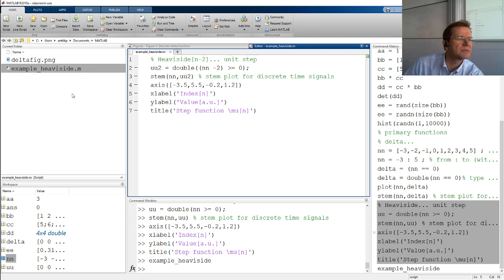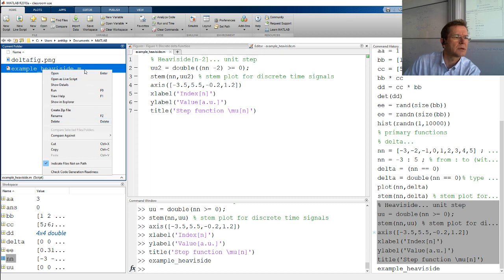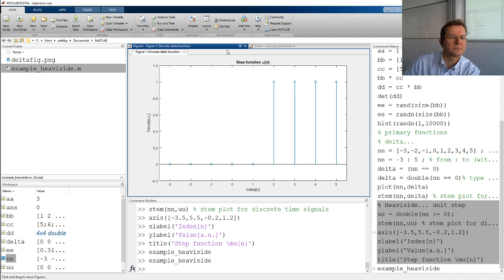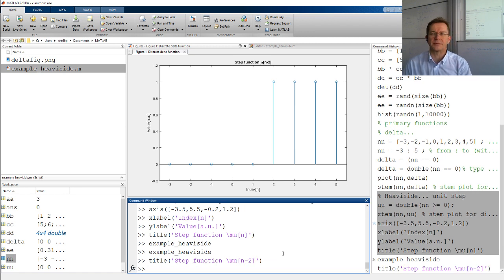Control S is save. Let's run it again. Run. And that's the step function with time step of, right, mu n minus 1. No, n minus 2, sorry, there. Okay. So it's up to you if you make these scripts or not.